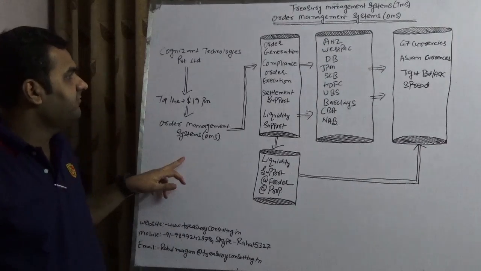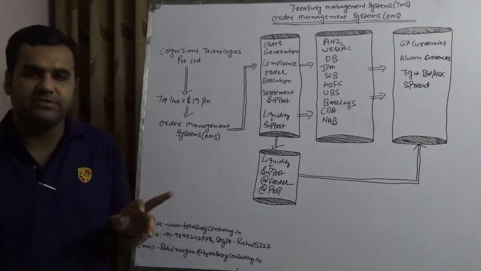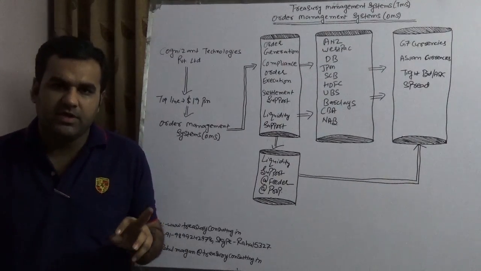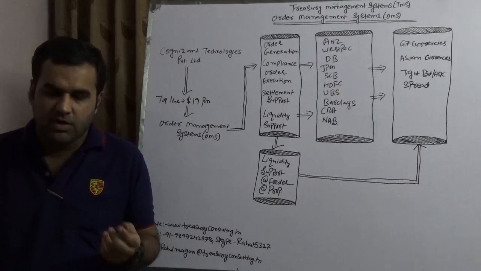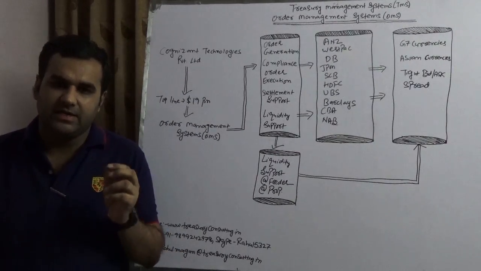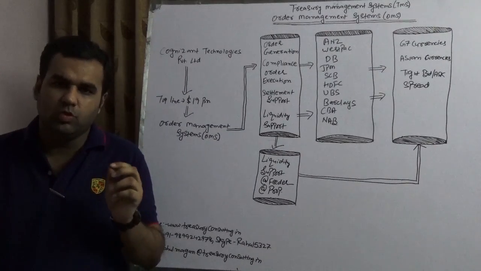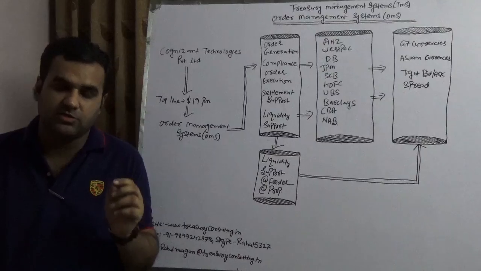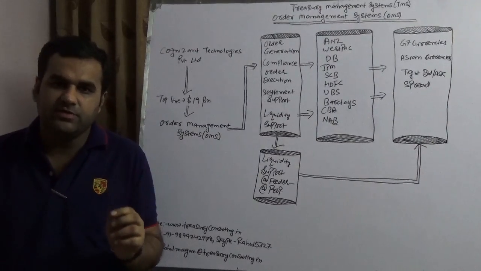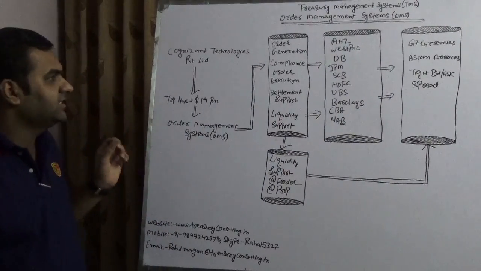Today we would be covering a dedicated video about Treasury Management System. In this we are covering a video on Order Management System, which is shortly known as OMS. As you very well understand, in a TMS there are two O's. One is Order Management System, one is Execution Management System. But this video would be targeting Order Management System.